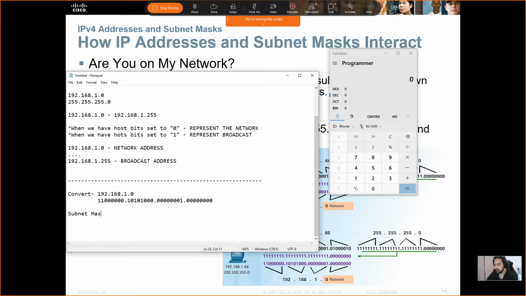Let's do the subnet mask, guys. Got the subnet mask here. And let's type the subnet mask in. 255.255.255.0, correct? Can you guys do this for me? For those of you that have the calculator in programming mode, can you tell me the decimal to binary conversion of this number, please?